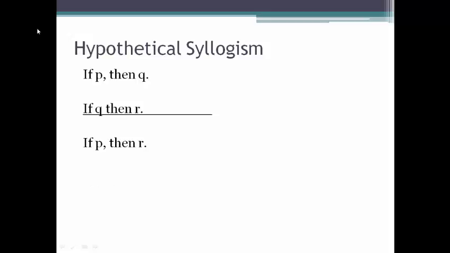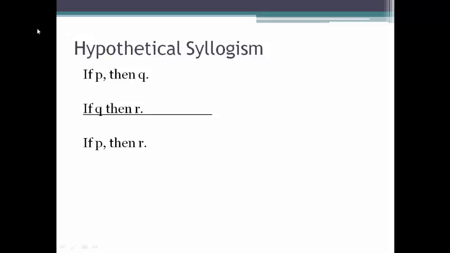So this is the form of the argument. If P, then Q. If Q, then R. Therefore, if P, then R. This is a valid argument form. So no matter what P, Q, and R are, if both these premises are true, then this conclusion will also be true. You can see why if you think about it this way.